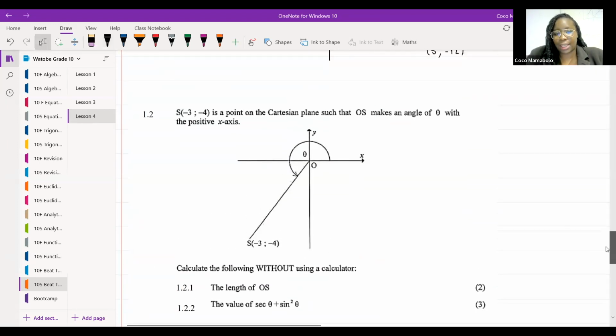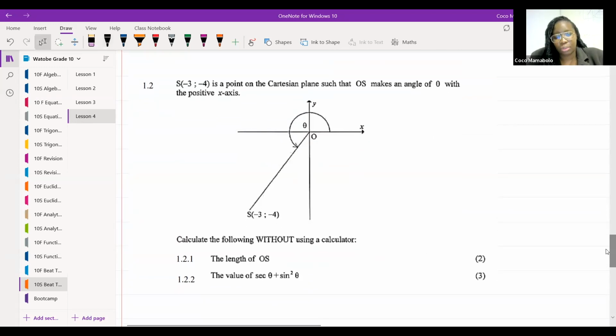All right. Let's explore this question down here. It says here, S, which is -3 and -4, is a point on the Cartesian plane such that OS makes an angle theta with the positive axis. They've even drawn in the theta for us. But remember, guys, no need to panic. We're just going to use this tiny little bit over here as theta. Then I'm going to take my point S and draw it like that. Right angle triangle. I know that my X value will be -3 and the Y value will be -4.